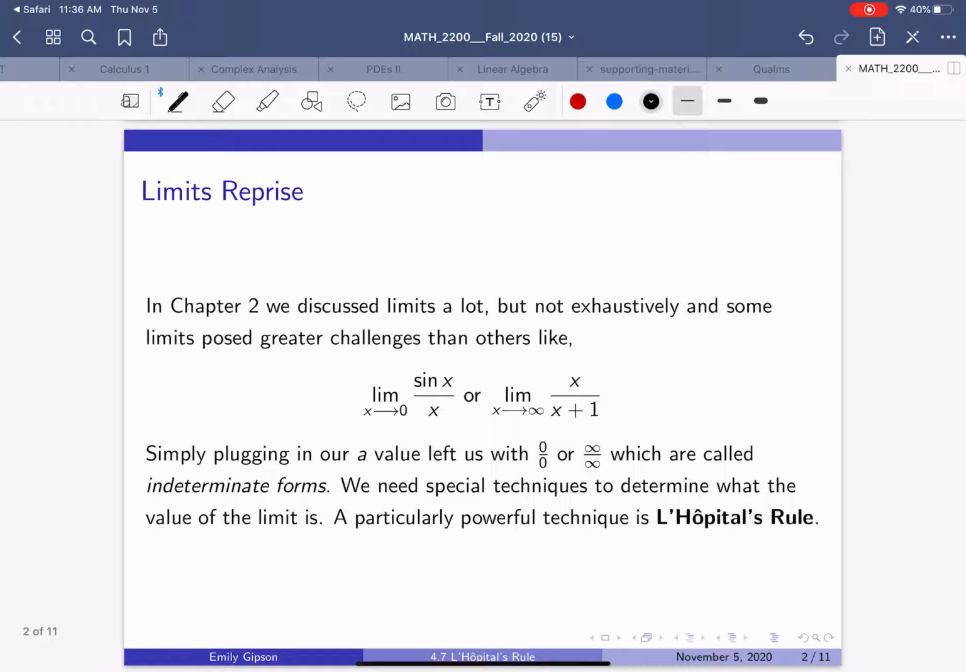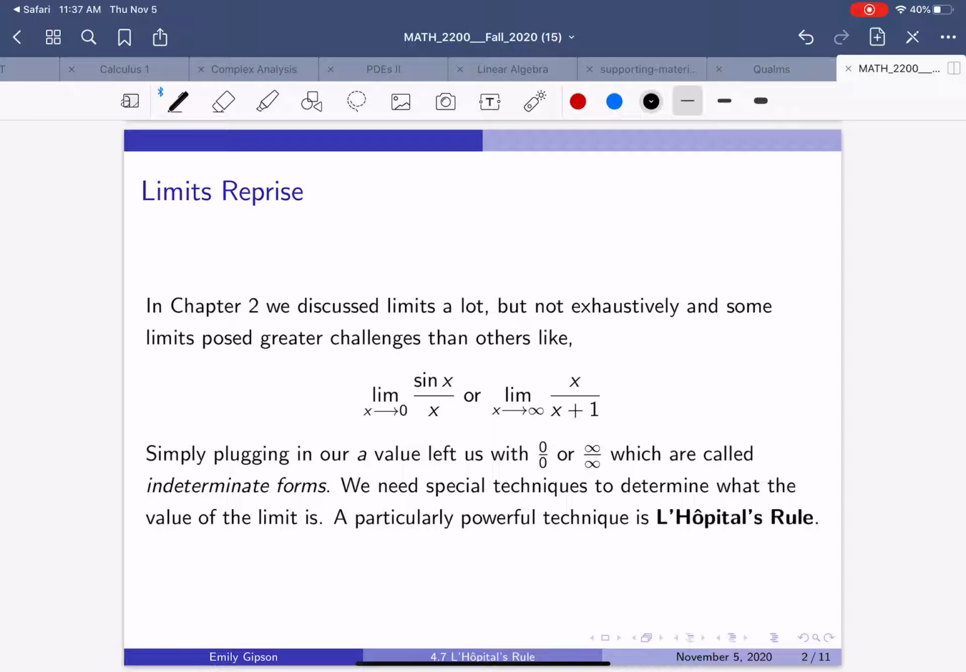So while it might not make any sense, we are going to bring it back to limits. And chapter 4 is really about, now we have this idea of the derivative, now we can use the derivative. What can we use the derivative for? This is one of those examples where we can use a derivative to make life a little bit easier than it used to be. So in chapter 2, we discussed limits a lot. In fact, that's nearly all we did, but we didn't do it exhaustively.